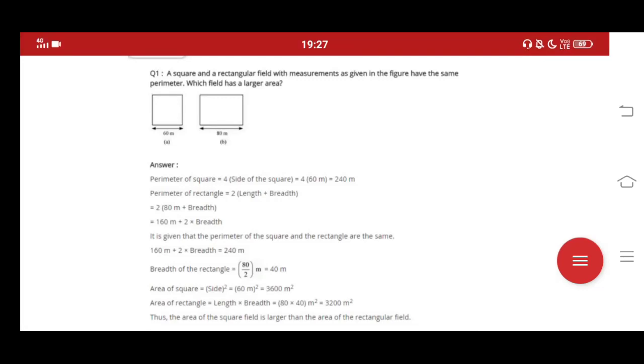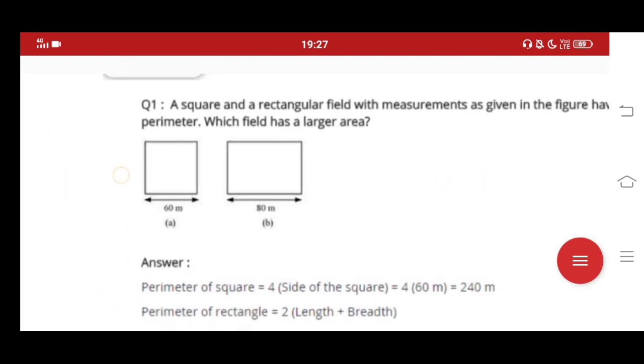Hello students, today we will start chapter number 11, which is mensuration of class 8. So let us see what is given in exercise 11.1. The first question is: a square and a rectangular field with measurements as given in the figure have the same perimeter. Here you can see two shapes given, one is a square and this is a rectangle.